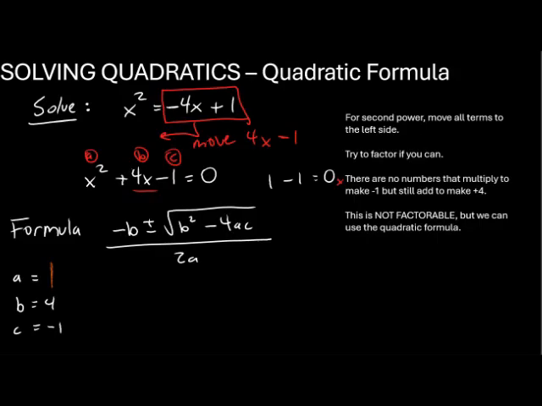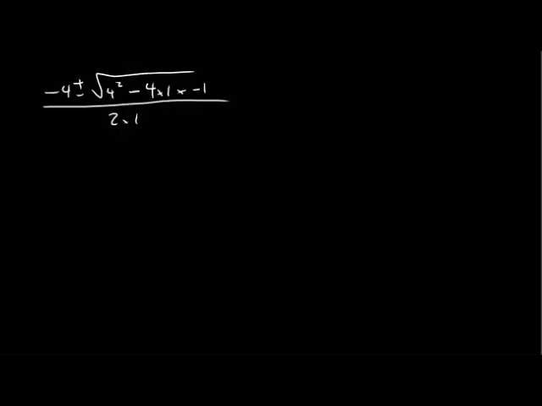Let's now place the numbers into the quadratic formula. We have negative b, that's negative 4, plus or minus square root. B squared would be 4 squared, minus 4 times a, that's 1, times c, that's negative 1. This is all divided by 2 times a, which again, a was 1. The challenge to this problem is now simplifying these square roots and numbers. The first thing I would recommend that you do with the quadratic formula is simplify the numbers inside of the square root.